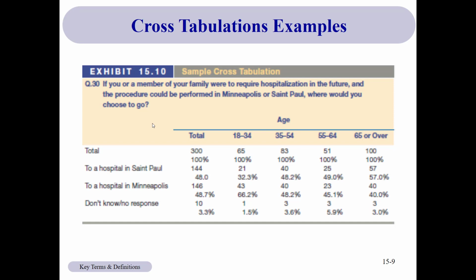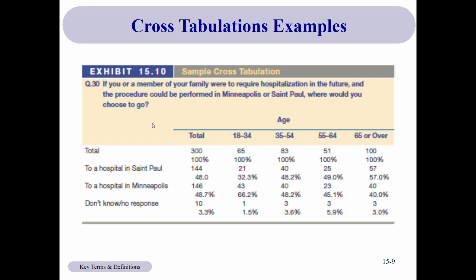Question number 30. If you or a member of your family were to require hospitalization in the future and the procedure could be performed in Minneapolis or St. Paul, where would you choose to go? Obviously, we have three choices: one is the I don't know or no response category. So we have a hospital in St. Paul, a hospital in Minneapolis, and then some people have no idea or skip the response. We have these three different responses, and then we cross tabulate by age.